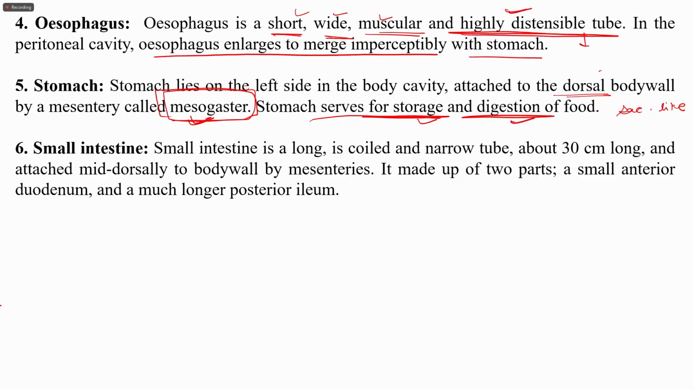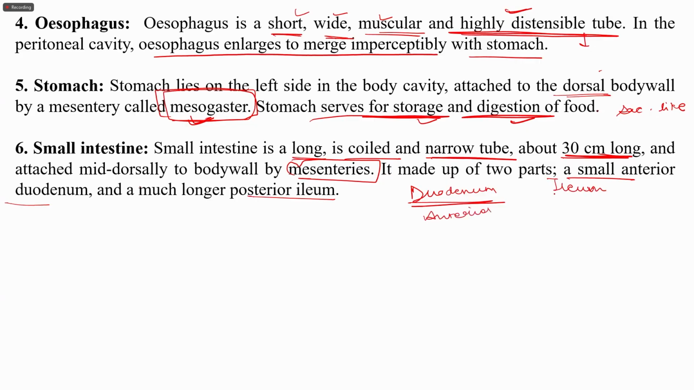The small intestine is a long, coiled, narrow tube about 30 centimeter long and attached mid-dorsally to the body wall with the help of mesenteries, and it is made up of two parts, a small anterior duodenum and a much longer posterior ileum. So the small intestine is made up of two parts, duodenum and ileum. This is present on the anterior side, this is present on the posterior side.